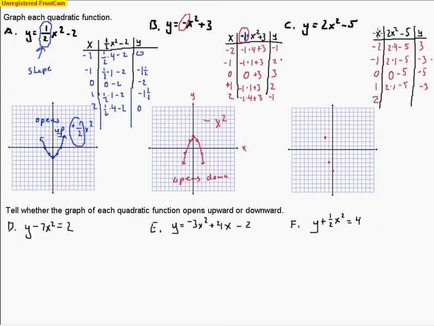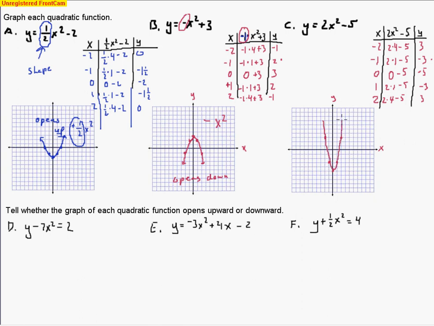Well, when we plug in 2 for x, we end up with a 4 again. 4 times 2 gives me 8, minus 5 gives me the 3. So over 2 spaces to the right, I'm going up 3. I still need to plot this other one. Over 1 to the right, down 3. So notice that these graphs are symmetrical about this y-axis. And so we go ahead and draw this graph. And we just draw that smooth curve.